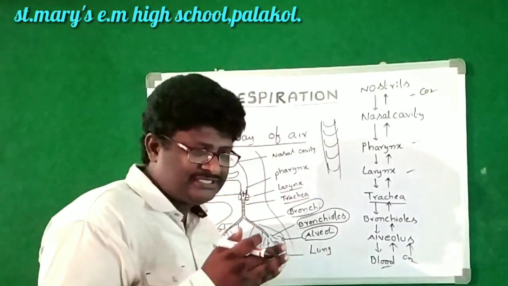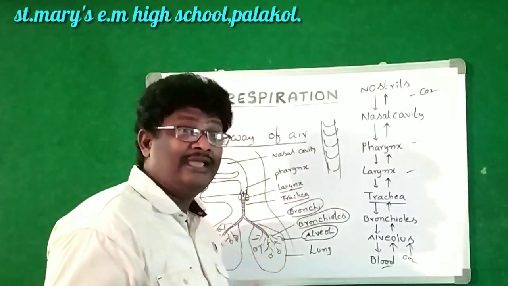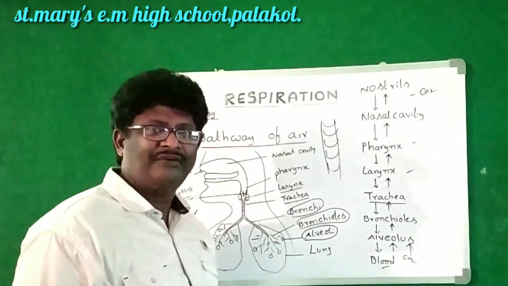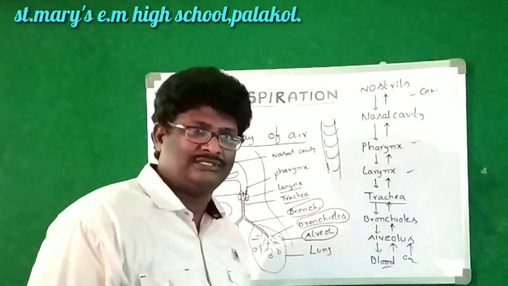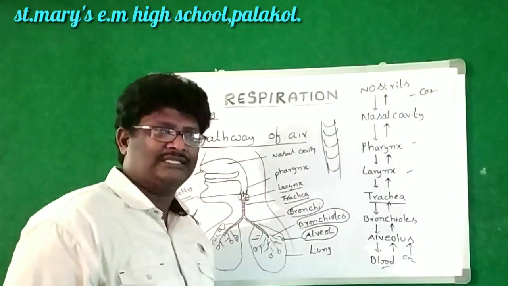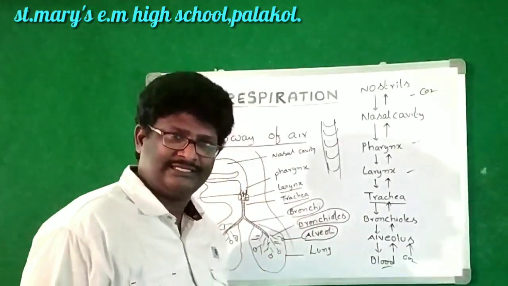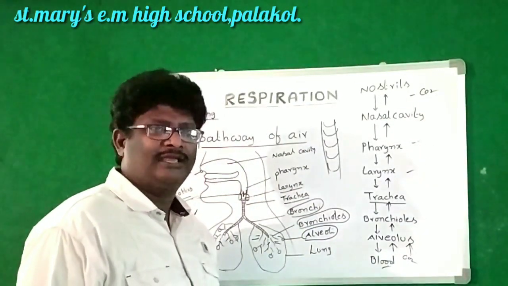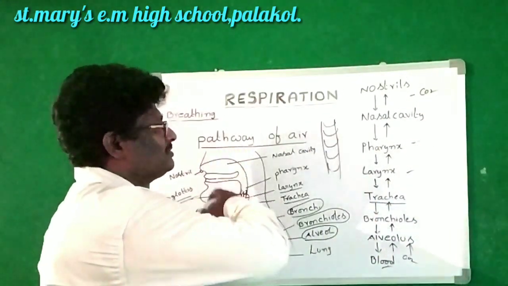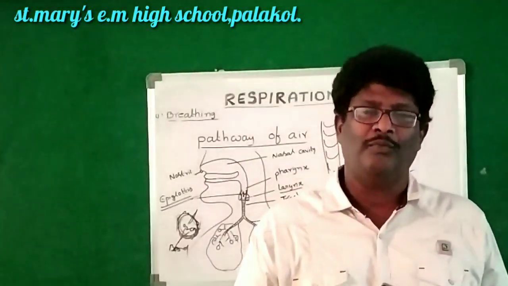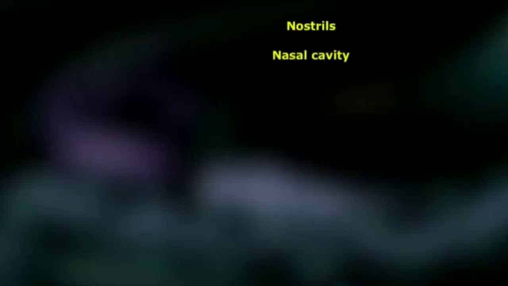The food should be sent into the esophagus. The air should be sent into the trachea or windpipe. Otherwise, it leads to different problems. That we will discuss in the next class. Okay, so this is about the pathway of our respiratory system in our body. Thank you. Let us observe the pathway of air from nostrils to alveolus.